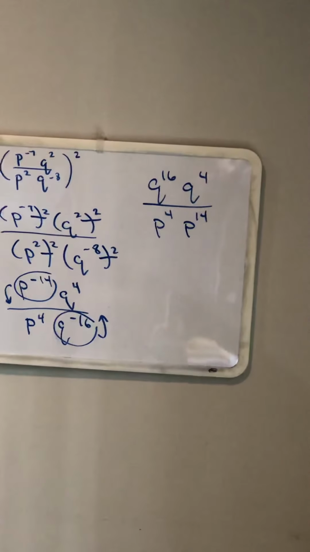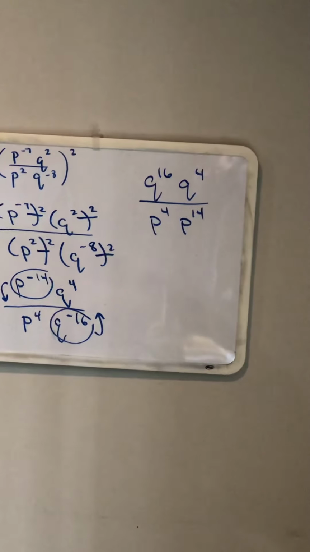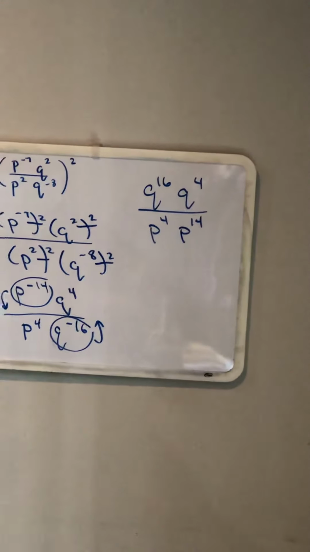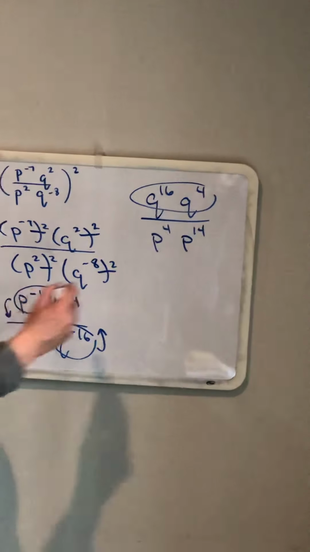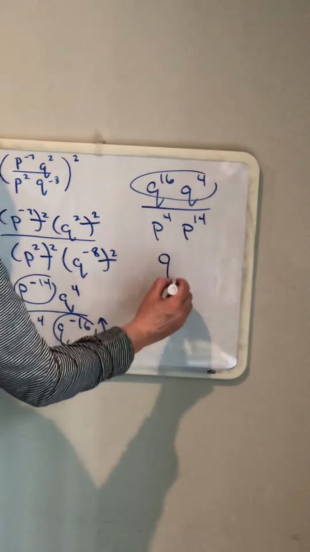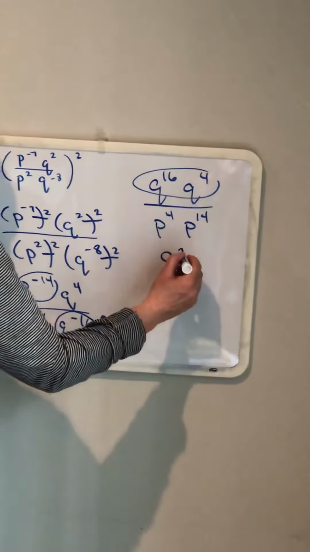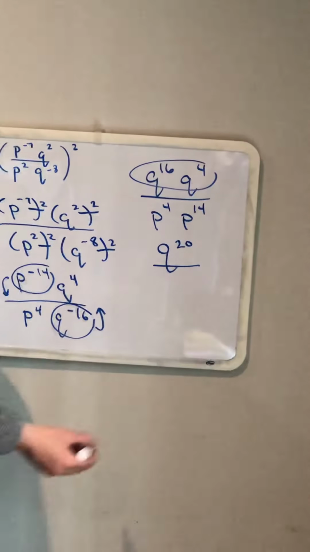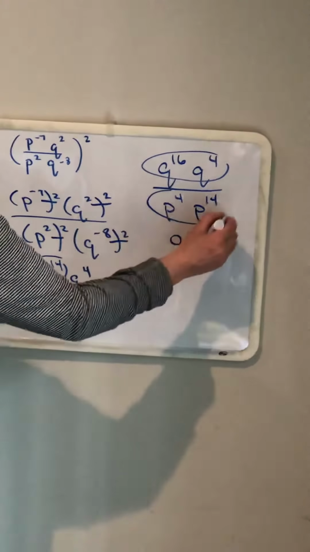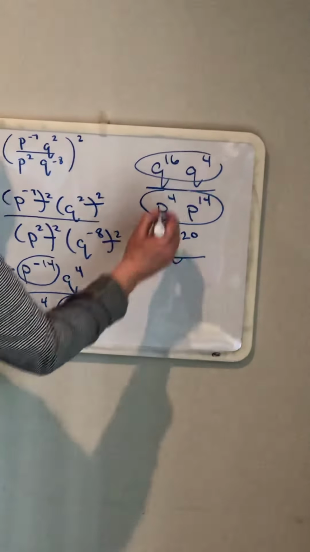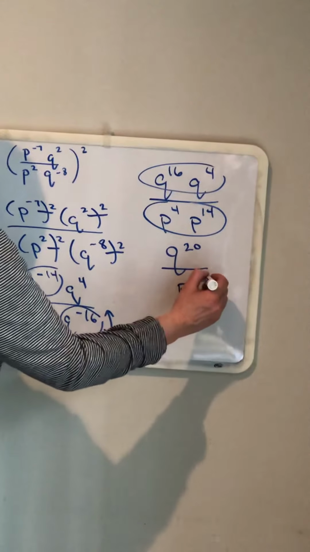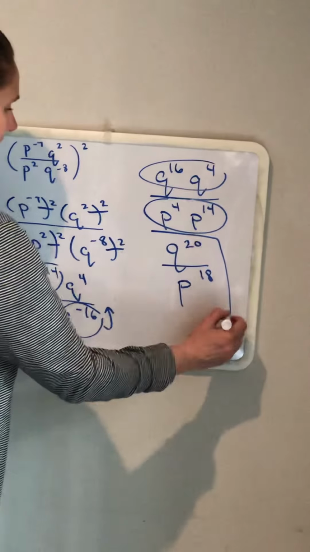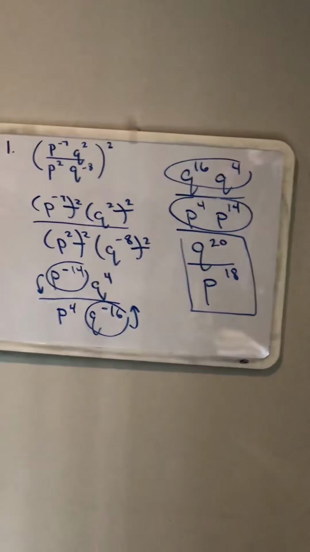Now you take a look and you decide, is that when I add or when I subtract the exponents? Well, the Q's are multiplying, so you add the exponents. So you get Q to the 16 plus 4 is 20. The P's are multiplying, so you add those exponents. So 4 plus 14 is 18, so you have P to the 18th. And that is the answer to number 1.